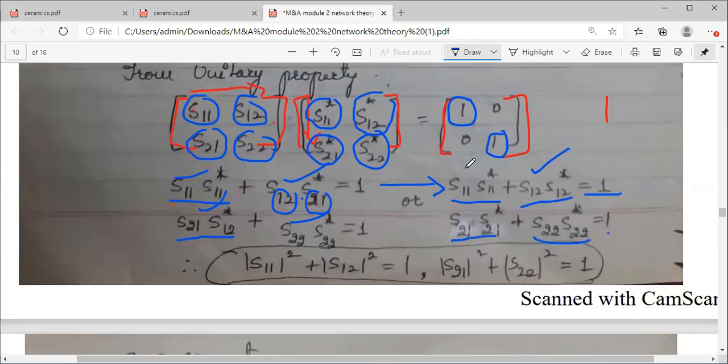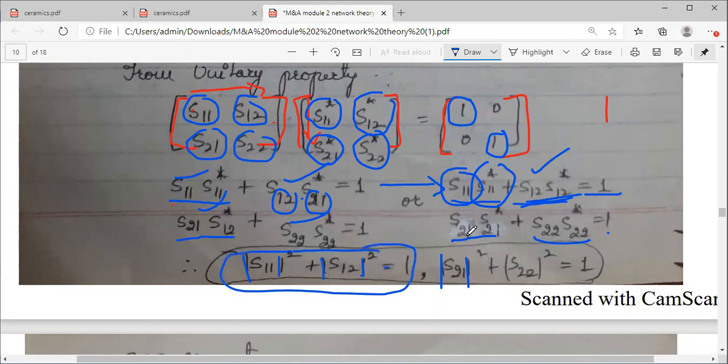And further, just now I have told you, whenever I'm taking the original value with its conjugate, I'm taking the mod. See here, mod indicates there is a sign change, there is a phase change, but however magnitude square we can take, plus S12 S12 star indicates S12 magnitude square is equal to 1. Important equation. Similarly, second, S21 star is modulus, that is the magnitude of S21 whole square, plus S22 star is magnitude of S22 whole square is equal to 1. So this is your unitary property.